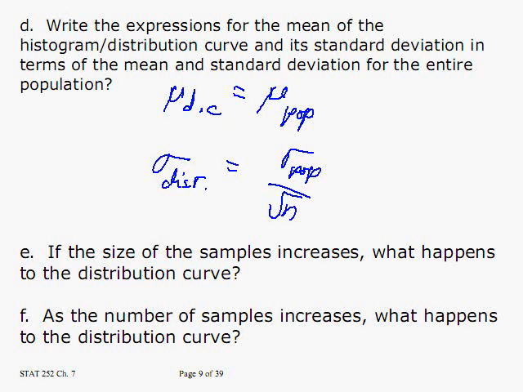If the size of the sample increases, what happens to the distribution curve? It's going to get real narrow. If the number of samples increases, what happens to the distribution curve? It gets more and more bell-shaped.